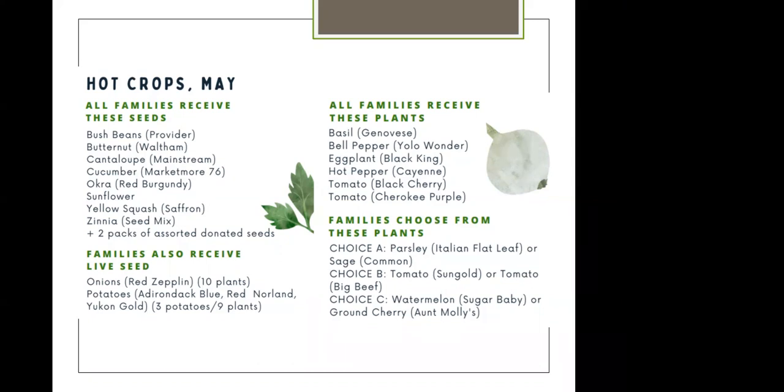So in this distribution, we have a plethora of crops that we're giving out. Some typical old favorites and some new things, like we're bringing back red burgundy okra, and we still have our favorite Cherokee purple and big beef tomatoes. Next slide, please, Keto.